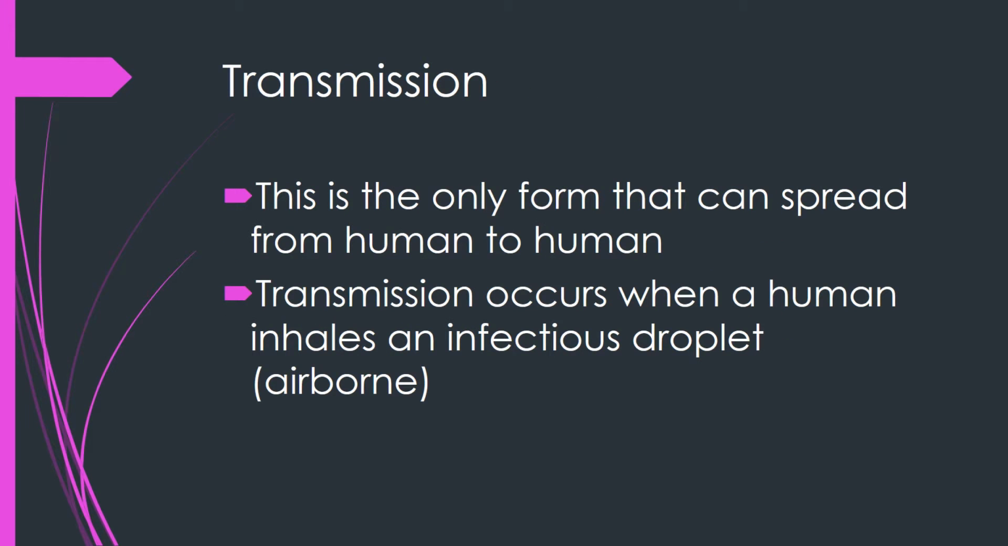The transmission. This is the only form of the plague that can spread from human to human, and the reason is because it's an airborne disease. It occurs when a human inhales an infectious droplet. It's very, very scary, very dangerous.